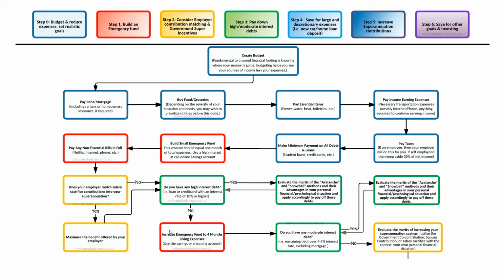Obviously once you do pay off this debt, you will come to the no section, and this is where you want to increase your emergency fund up to 4 months living expenses. Now this is subjective. 4 months is just a guide given by them. I would say 6 months is a better option because 6 months realistically should give you enough time to get back on your feet, worst case scenario.